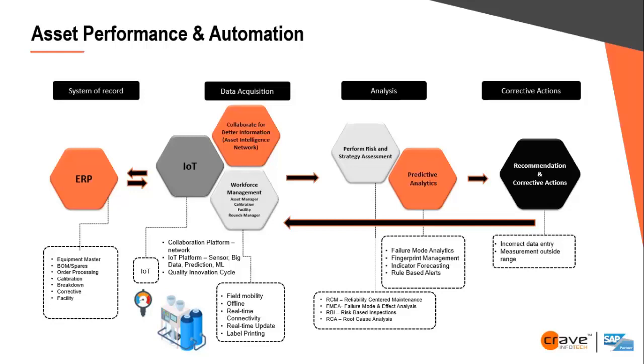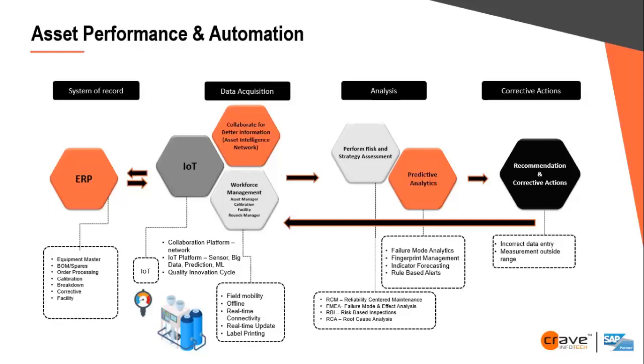So the next stage is data acquisition through various tools like IoT, collaborative business information, and asset intelligent network through various platforms like collaboration platform network, IoT platform, sensors, big data, and then workflow management. This is field mobility, offline mode, real-time connectivity, real-time update, label print. These are all the tools we use for data acquisition.